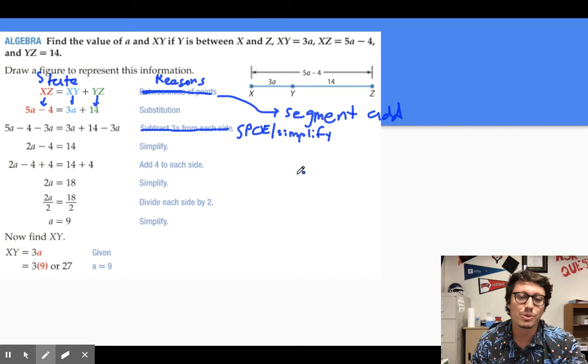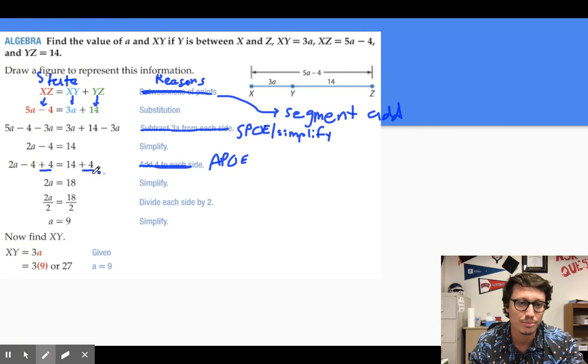All right, same thing here. Again, that's why I always like to write my work off to the side, so that way I don't make my chart have unnecessary steps. But here we have 2a minus 4. To get rid of minus 4, they are adding 4 to both sides. And again, I would change this to APOE because we are adding equally to both sides. Negative 4 plus 4 cancels out. 14 plus 4 gives us 18. We have 2a minus 18. Again, they write simplify. I don't like that personally, but it's the textbook.